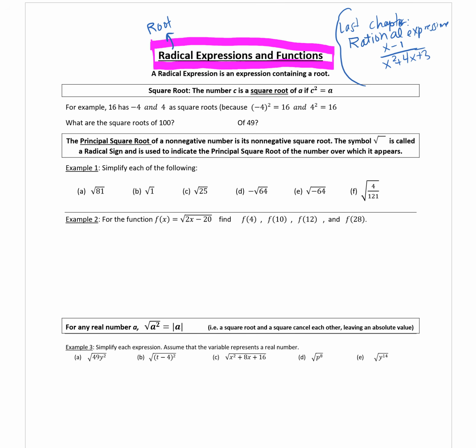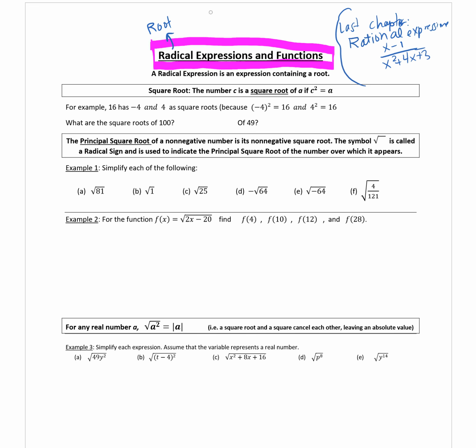So they almost sound like the same word, rational, radical, and they're right back to back. We learn them as topics back to back, but they're two different topics. Radical is roots and rational are fractions with polynomials. So I think you'll like this section. If you've seen roots before, you're going to have a good time.